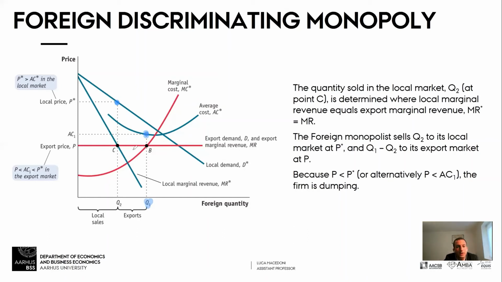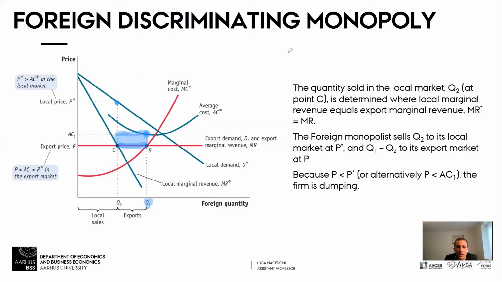But wait a second, the export price P is lower than the local price. But what's surprising here, what doesn't make any sense, is that the average cost is higher than the export price. Okay? So it looks like we're making a loss by exporting the good, right? Because we export at a price P. For each of these units, we're paying a cost AC1. So all of this is a loss, right? So how is this possible?